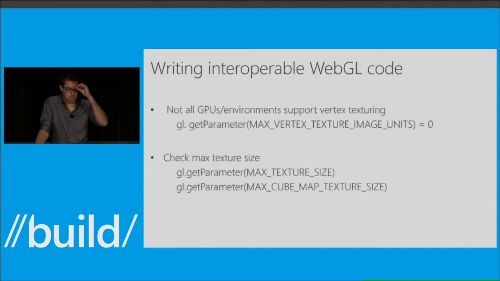Also, texture size is another one. You might not have support for huge texture sizes. Please be aware of that. You can, again, use the get parameter function to see what your size range is. Some frameworks like 3JS actually take care of this for you. So in my example, where I take a look at a cube, if I have a smaller device with a smaller memory footprint, 3JS actually converts to a smaller cube map on my behalf.